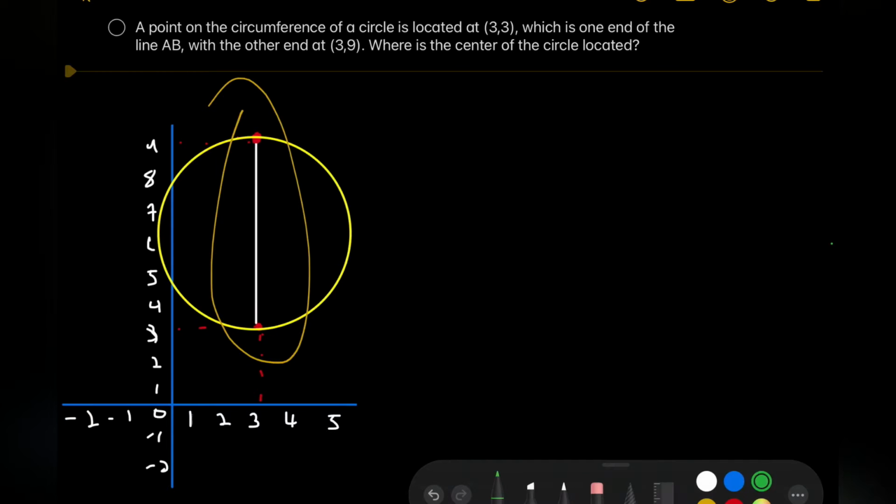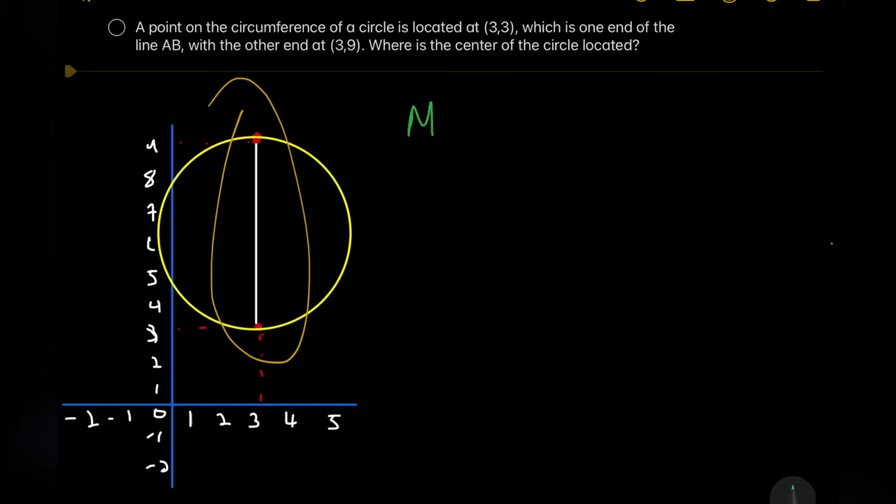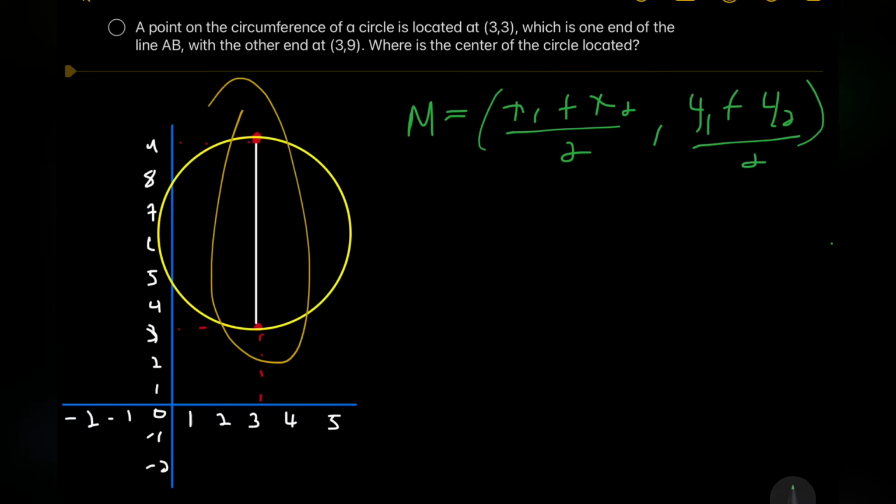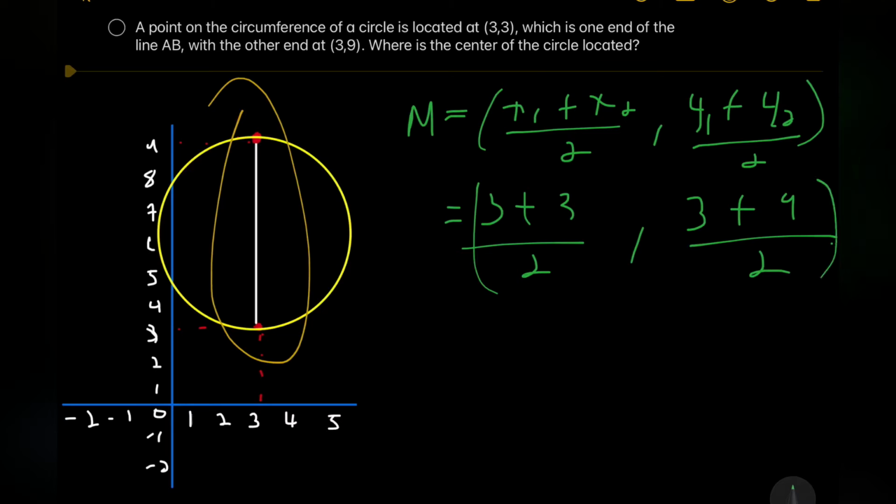We're going to use the same formula. M, which is the midpoint, is equal to x1 plus x2 divided by 2 and y1 plus y2, and we divide that by 2. In this example, x1 is equal to 3 and x2 is equal to 3, and we divide that by 2. y1 is equal to 3 and y2 is equal to 9, and we divide that by 2.